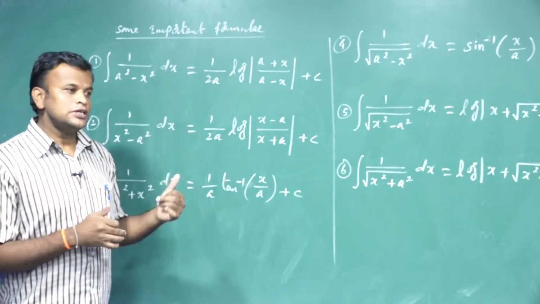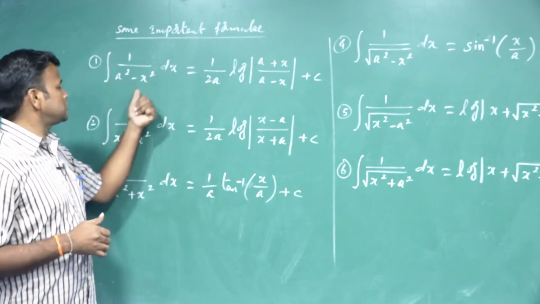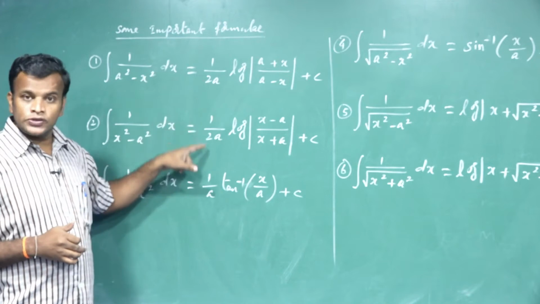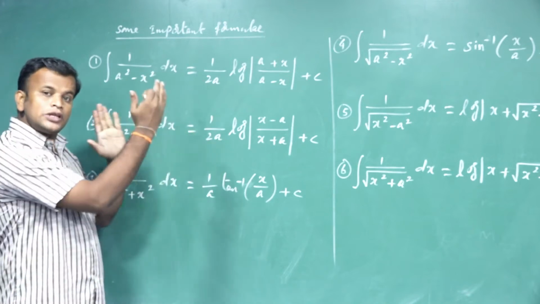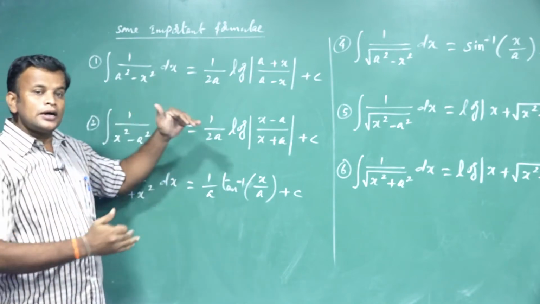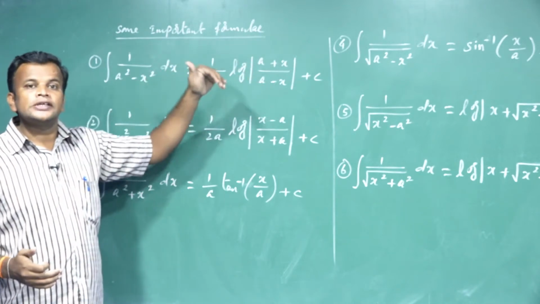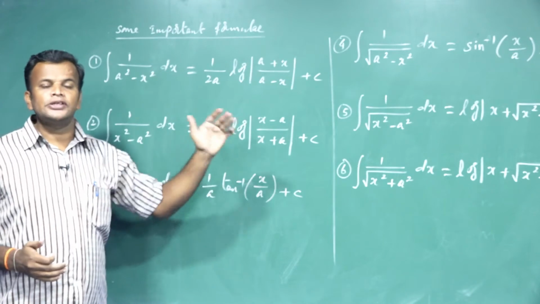And the second formula is the reverse. Here it is x square minus a square instead of a square minus x square. So the outside is the same, 1 by 2a, log of the same within a modulus. Here a plus x, a minus x interchange: x minus a divided by x plus a, plus c.